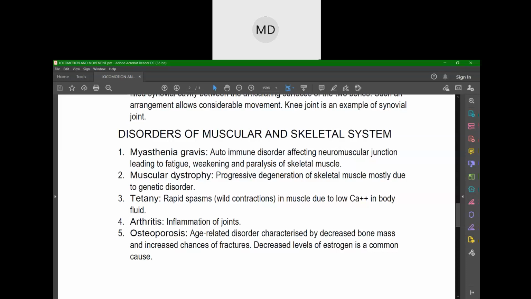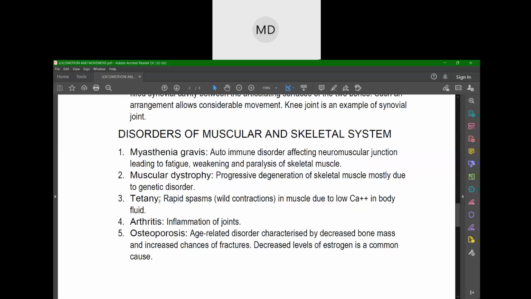The skeletal muscles will degenerate. Degenerate means they will lose their structure, and when a person suffers from this disease, he will become lean and thin, and there is no other way out. Okay, and mostly this type of disease is due to a genetic disorder. Genetic means it is associated with the genes and the chromosomes.